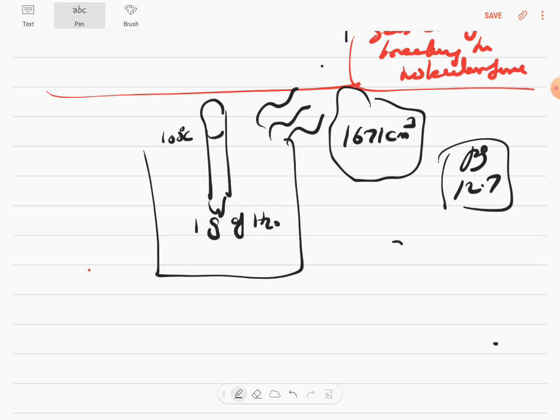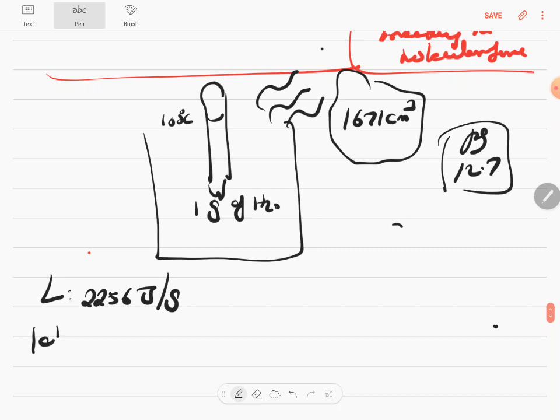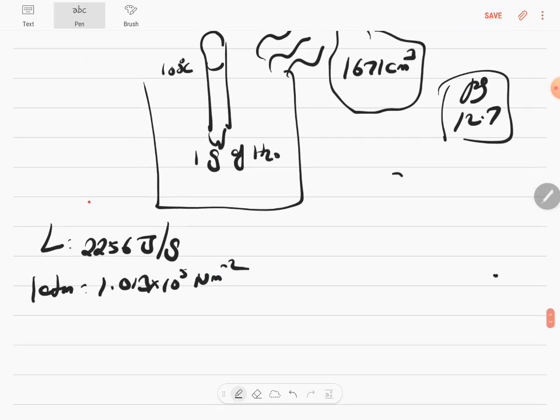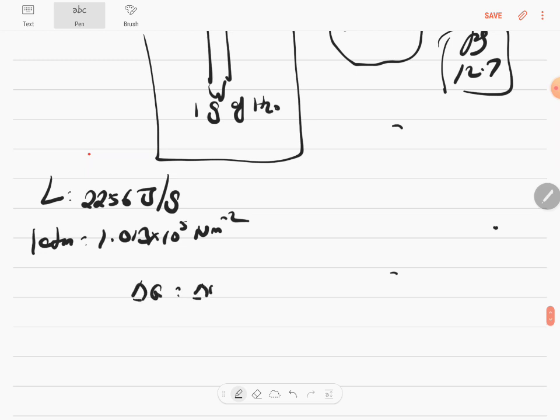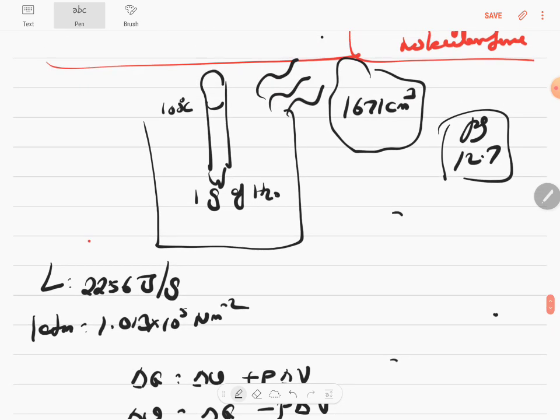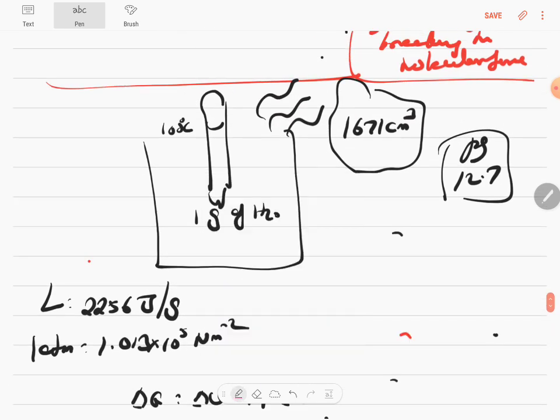1 gram of water at 100 degrees Celsius is converted to steam of 1671 centimeter cube. Find the change in the internal energy of the system, where the latent heat is given to be 2256 joule per gram. You're going to convert everything into SI units, okay? 1 atmospheric pressure is 1.013 into 10 to the power 5 Newton per meter square. These are all given. If you want to find the internal energy, delta Q is equal to delta U plus P into delta V. So delta U, which is the internal energy, is delta Q minus P into delta V. How to find delta V, P into delta V? First of all, in this question, it's been given 1 gram.